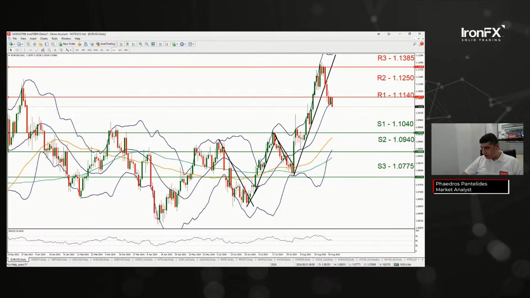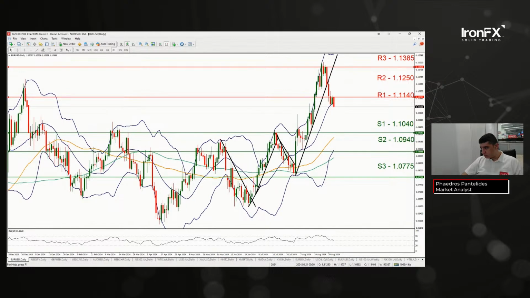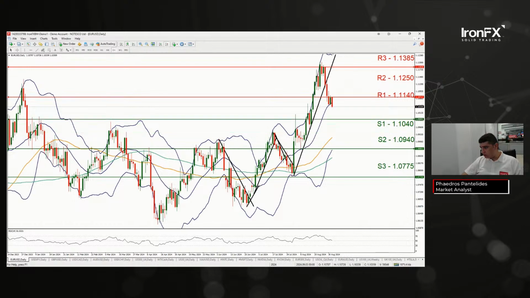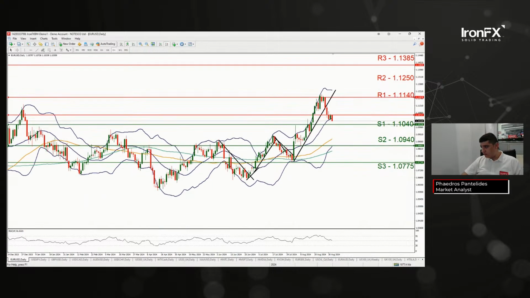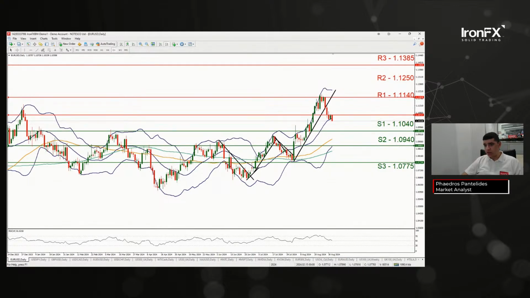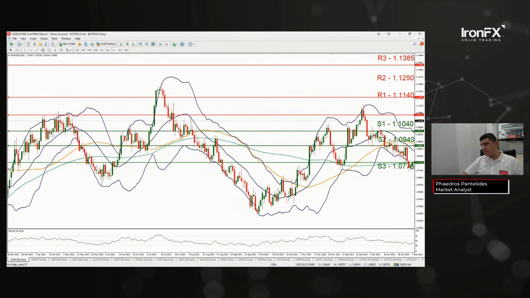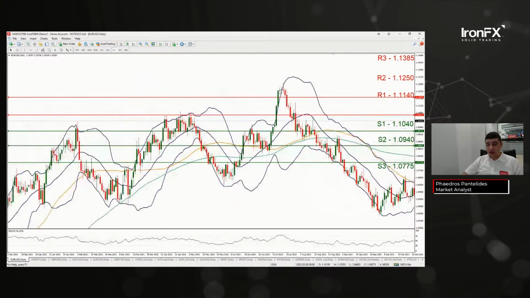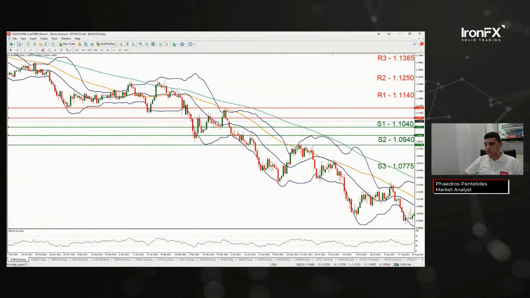Let's see if we can find something. I place that as S1, and I'd opt for this as S1 instead. S2 and S3, R1, R2, and then I need to find R3. Essentially, my resistance levels and support levels are a bit closer because I have a different point of view, which is more than fair.